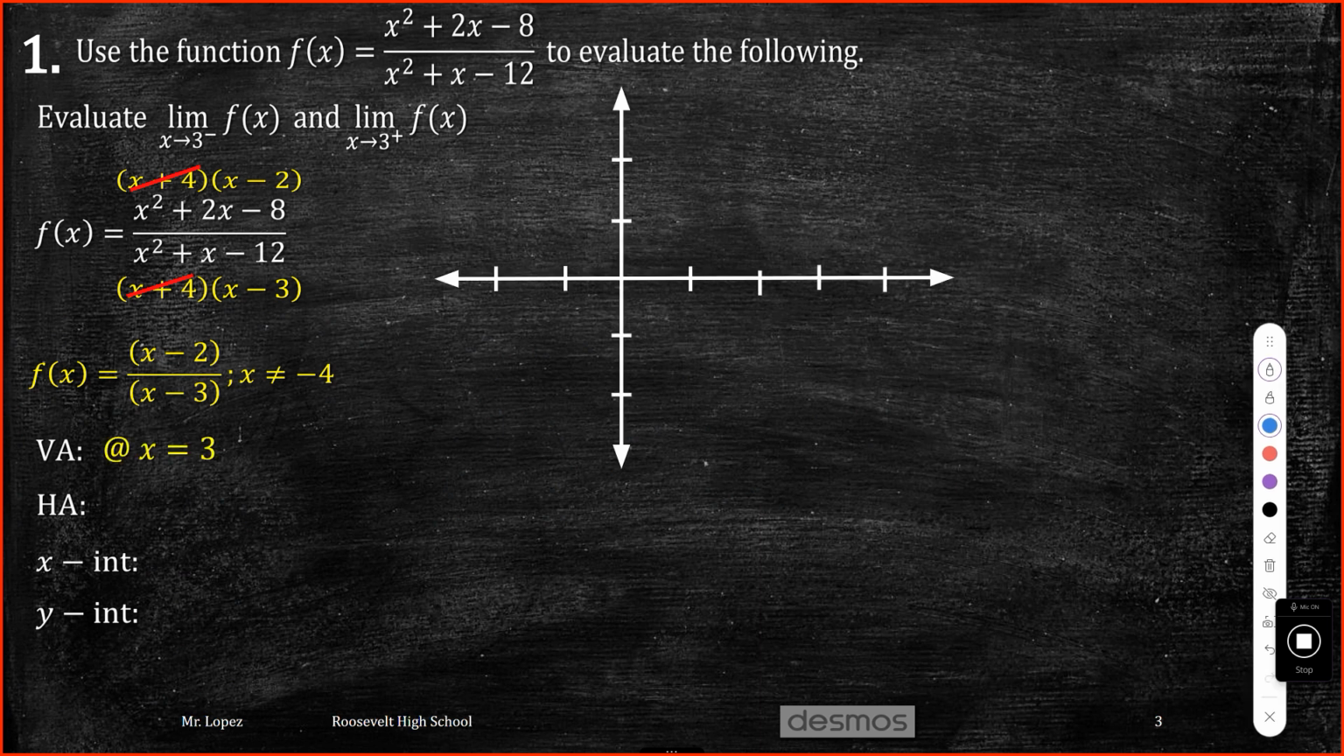So we have the vertical asymptote at x equal to 3. Okay, so we're going to draw a vertical asymptote at x equal to 3. We have a horizontal asymptote at y equal to 1. So we say y equal to 1, so this is y equal to 1.